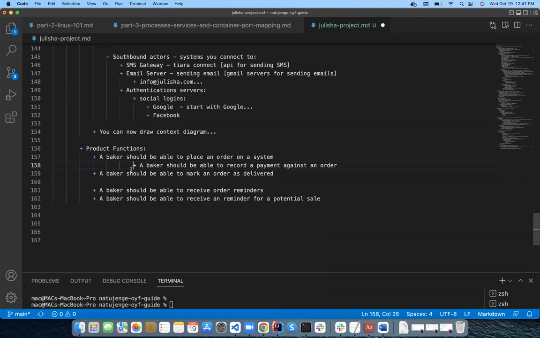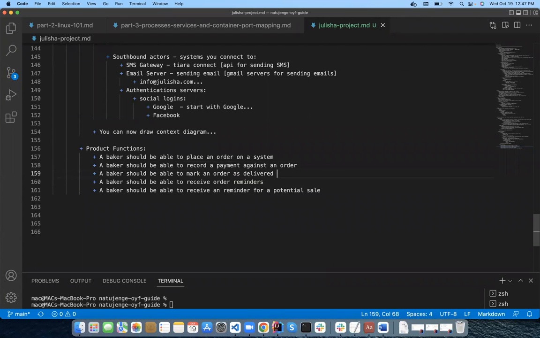We are thinking of the journey from functionalities the system should be able to provide based on the envisioned journey. So you should be able to place an order for a customer. You should be able to record a payment against an order. You should be able to mark an order as delivered. Those two are independent. The assumption is that the customer could pay, then you deliver, but sometimes you deliver, then the customer pays later, but you should be able to have those events there. Then a baker should be able to receive order reminders.